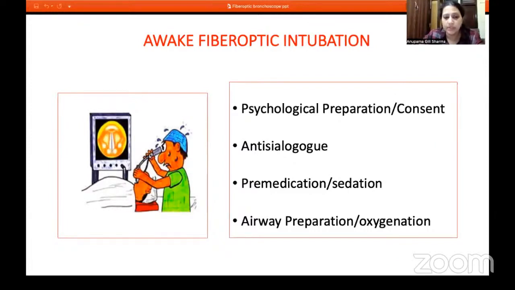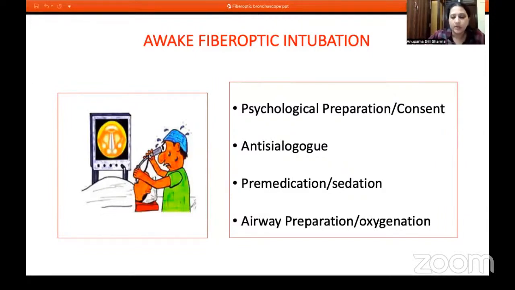And it is very important, particularly if he has to come back for future procedures, because a bad experience would stay in his mind, and it can be very traumatizing for the patient. So a good psychological preparation of the patient, taking his consent, is of utmost importance.